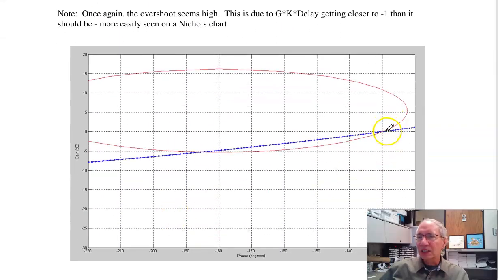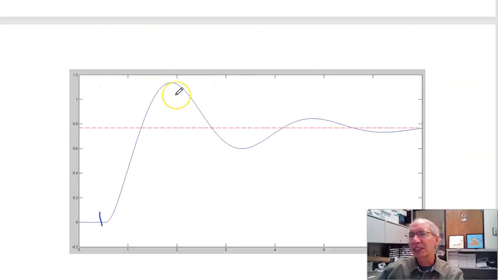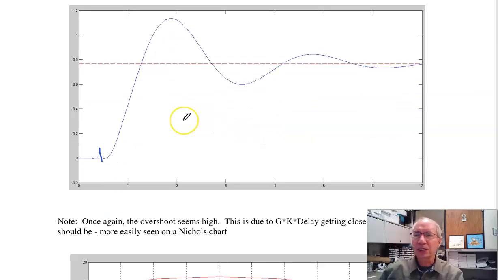Again, on the Nichols chart, I intersect the M circle at 0 dB minus 130 degrees. That's what you do when you design for phase margin. Again, I'm going inside the M circle a little bit. That means the resonance is too high. That means the overshoot's more than I expect. But that's what you get when you design for phase margin.